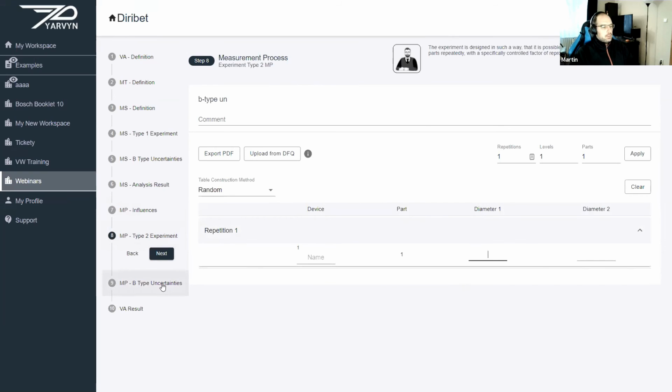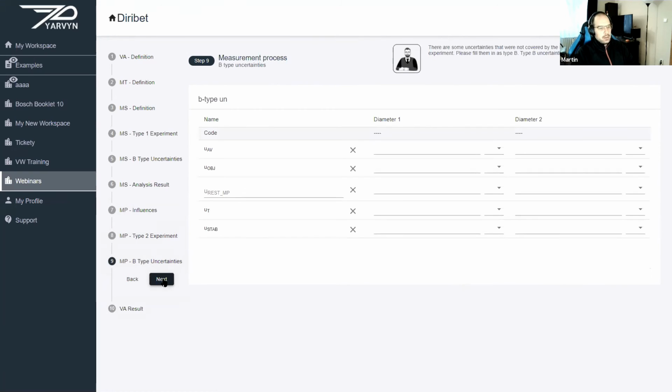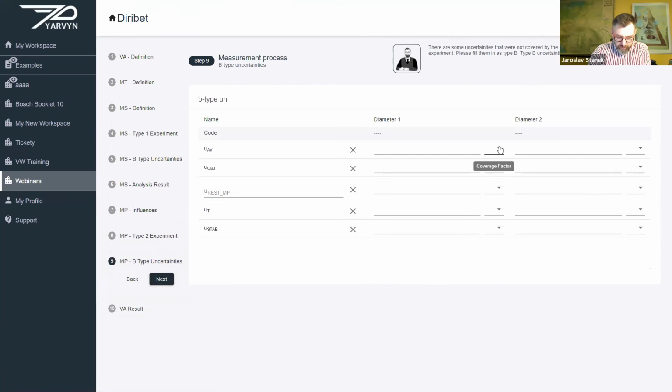So this is the way you can add B-type uncertainties into the software. It's nothing difficult. You just need to know what the value is, what the value represents, and according to this, you will choose the coverage factor. That's all. Now we can go back to Jaroslav. Thank you very much.